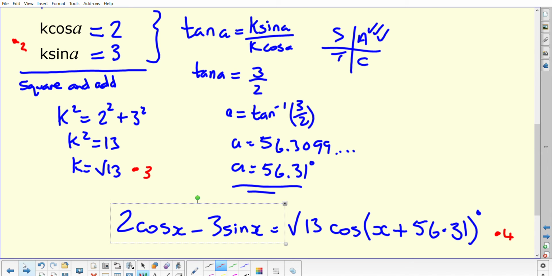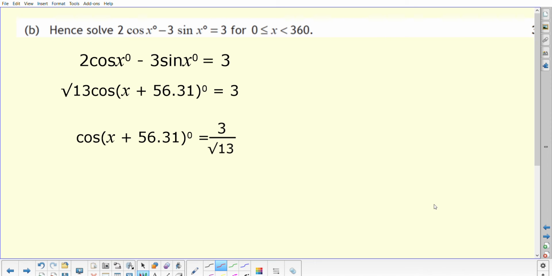So once you've done the first bit, you're now moving on to part B, and of course I mentioned this already, that key thing about hence solve. So you've got 2 cos x minus 3 sin x equals 3. That means they are looking for you to solve a trig equation that's got 2 different trig functions in it. That's too difficult in that format, so what we do is we replace the cos and sin with just our single cos expression, and when we've got that done, we can then rearrange it to get a trig equation that's just got a single cos expression.